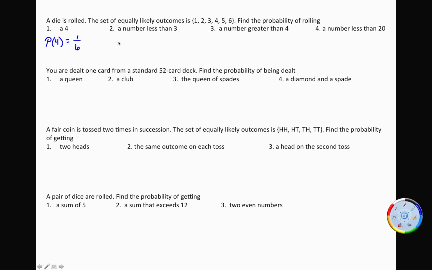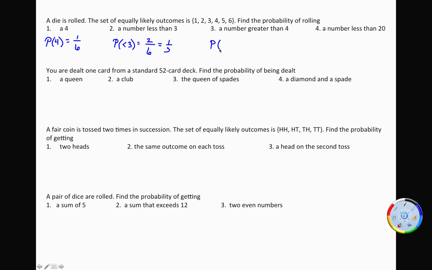The probability of rolling a number less than 3. Well, we have to find out how many numbers in the sample space are less than 3. That's 1 and 2. So 2 ways you can get a number less than 3 out of 6 total outcomes. Don't forget to always simplify those fractions.